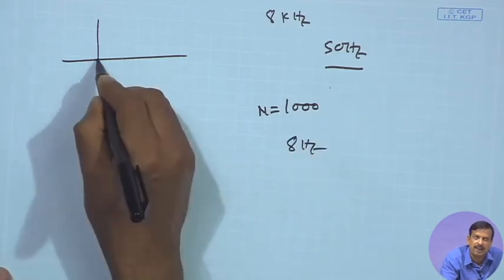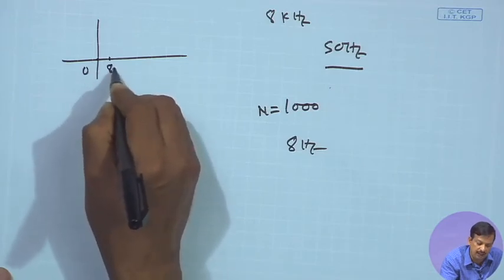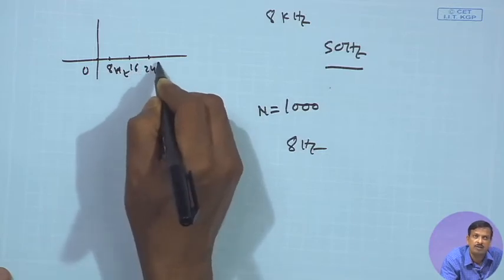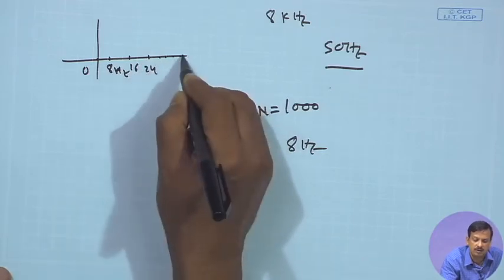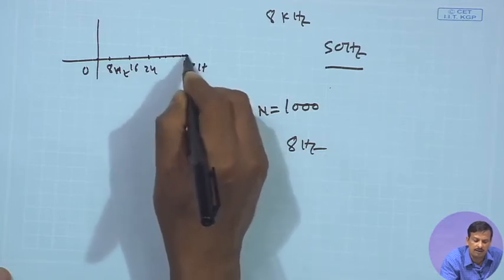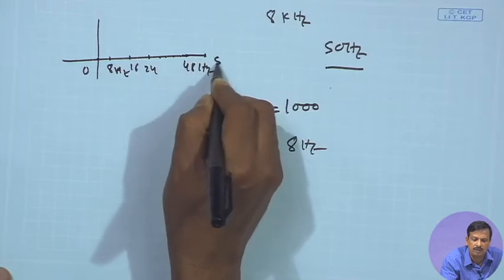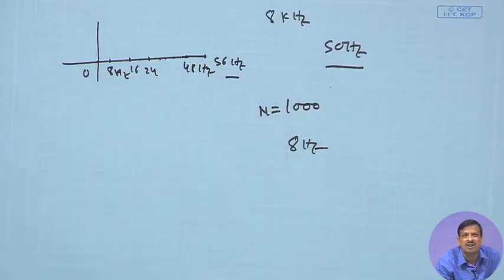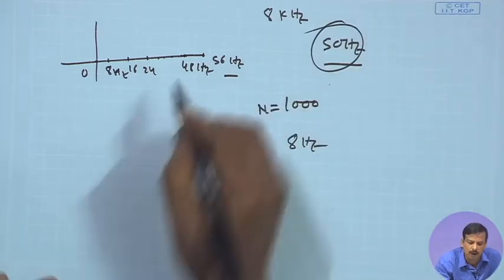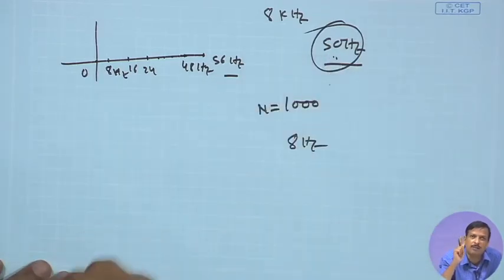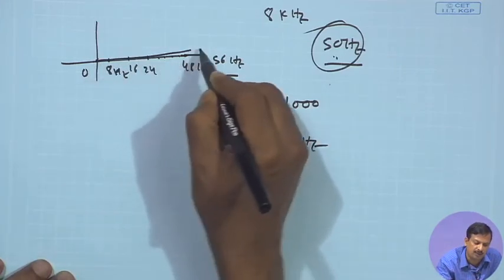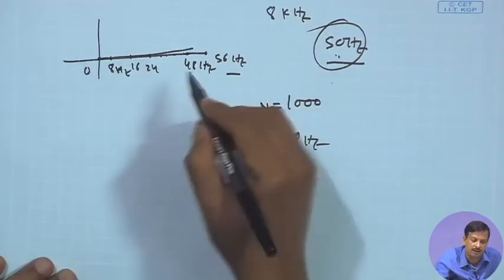So, for every k I will get 0, then 8 hertz, then 16 hertz, then 24 hertz, and so on, then 48 hertz, and then the next one is 56 hertz. So, my resolution does not support 50 hertz. But the signal has power only at 50 hertz. So, if I take the DFT, instead of looking like a single spike at 50 hertz, it will look like this.